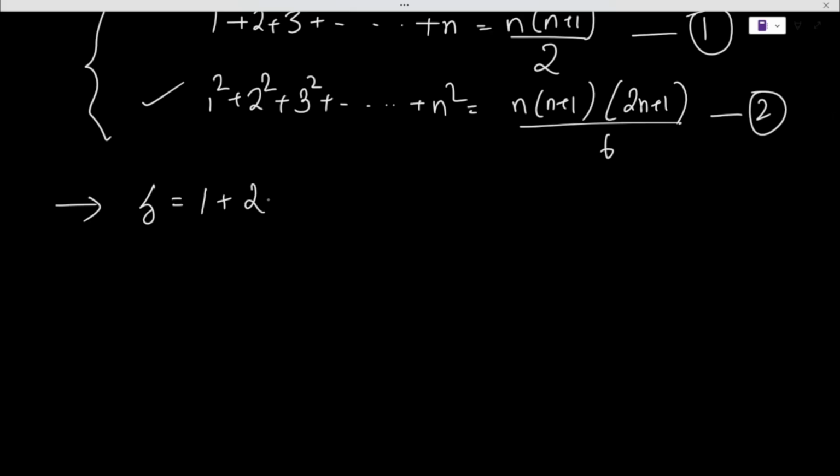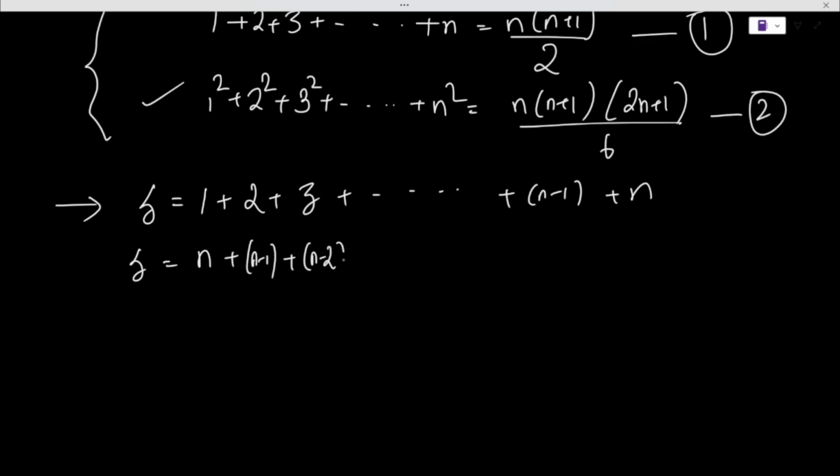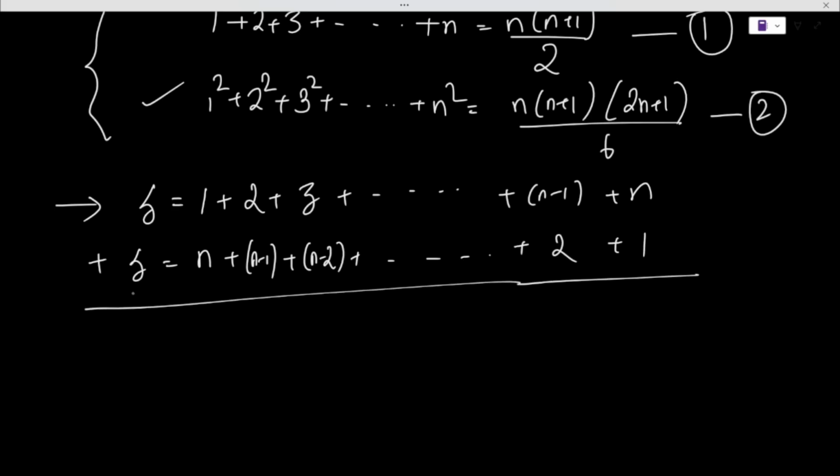You can simply write s equals 1 plus 2 plus 3 and all the way up to n minus 1 plus n. Correct? You can also write the same s in the reverse order as follows: n plus n minus 1 plus n minus 2 and all the way up to 2 plus 1. Add both of these equations and you will get s plus s is 2s, and this is simply equal to n plus 1. So if you add n and 1, it gives you n plus 1. If you add n minus 1 and 2, it gives you n plus 1. And similarly, all of these corresponding sums give you n plus 1.